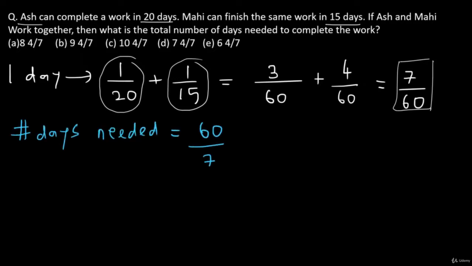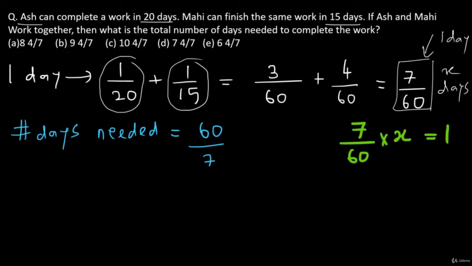How do you do that? 7 by 60 is the amount of work completed in one day. So in X days, let them complete 1 unit. So 7 by 60 into X is equal to 1. Therefore, X is equal to 60 by 7 days. Alright, now that's the way we do it using fractions.